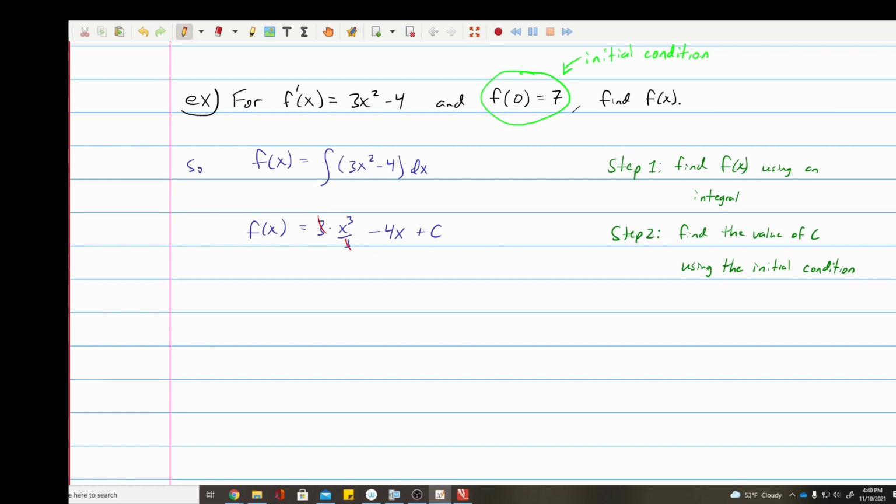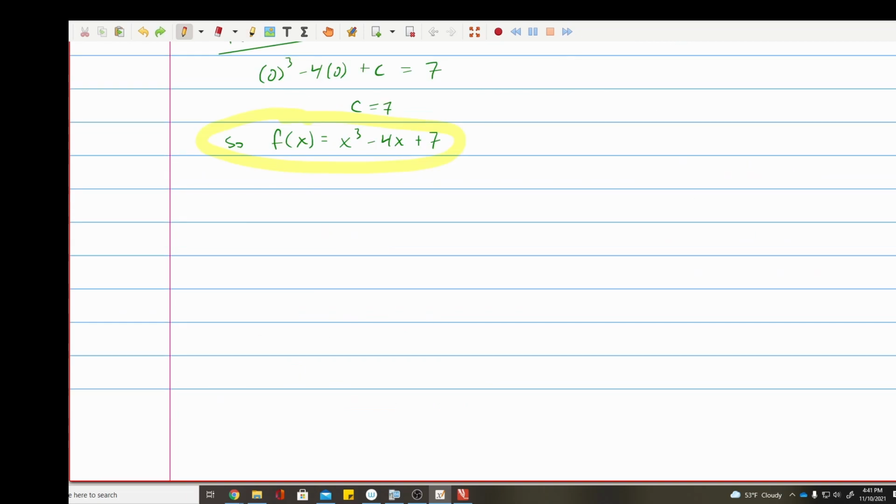All right, so let's look at the second part now. f of 0 equals 7. So when I plug 0 into my function, I know that's going to output 7. 0 cubed is 0, minus 4 times 0 is 0, so we just end up with c equals 7. So the specific function that I want is x cubed minus 4x plus 7. So this is the solution to my initial value problem.